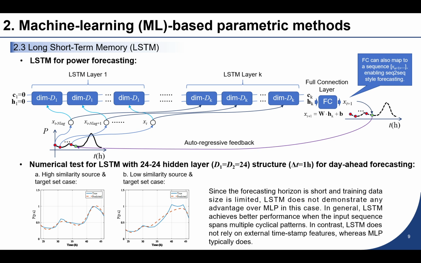However, since the forecasting horizon in this problem is relatively short, LSTM doesn't demonstrate a clear advantage over a standard MLP in this case. In general, LSTM performs better when the input sequence spans multiple cyclic patterns such as weekly or monthly cycles. One advantage of LSTM is that it doesn't rely on external time step features, whereas MLP-based models typically require explicit time-related inputs. For the next page, I will introduce how to use TCN for power forecasting.